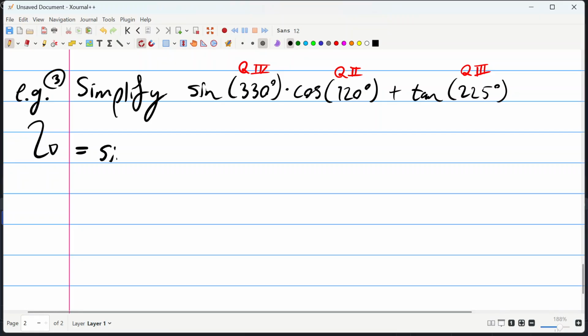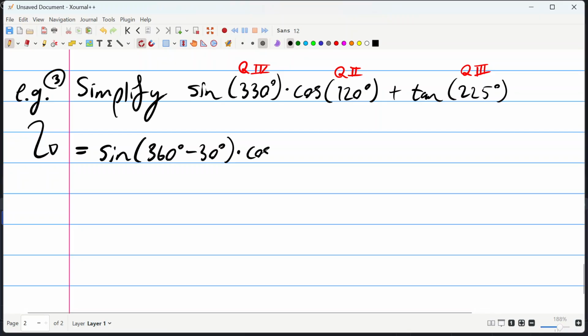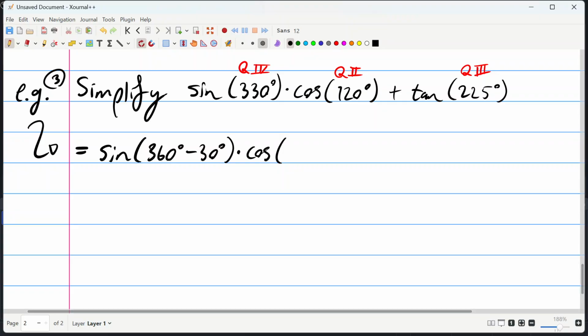So for sine, what is the closest reduction angle to 330 degrees? Well, we know it's 360 degrees. So what do we need to do with 360 degrees to get 330 degrees? Well, we need to minus 30 degrees, right? So there we go. This is our reduction angle. This is our theta, okay? Think about it that way. Okay. Now that we got that out of the way, we can multiply by cos, and then this 120.